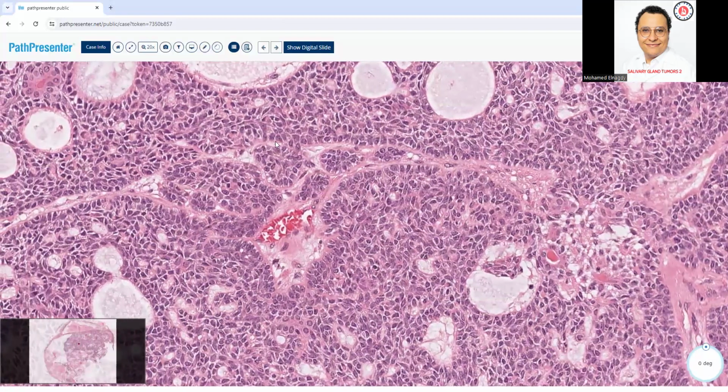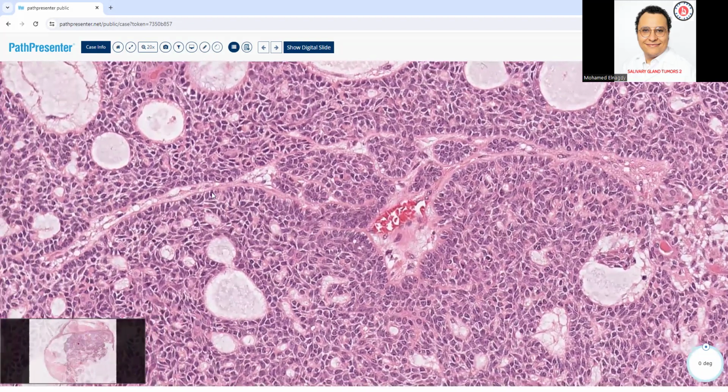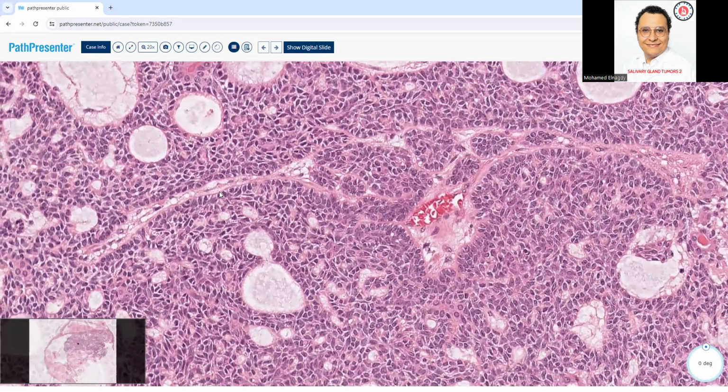See that area? I don't know if this is a basaloid. It's so pink. Basaloid, yeah, we are almost there. So that's basaloid. But what do you think? What kind of basaloid? So the cells are arranged in what?